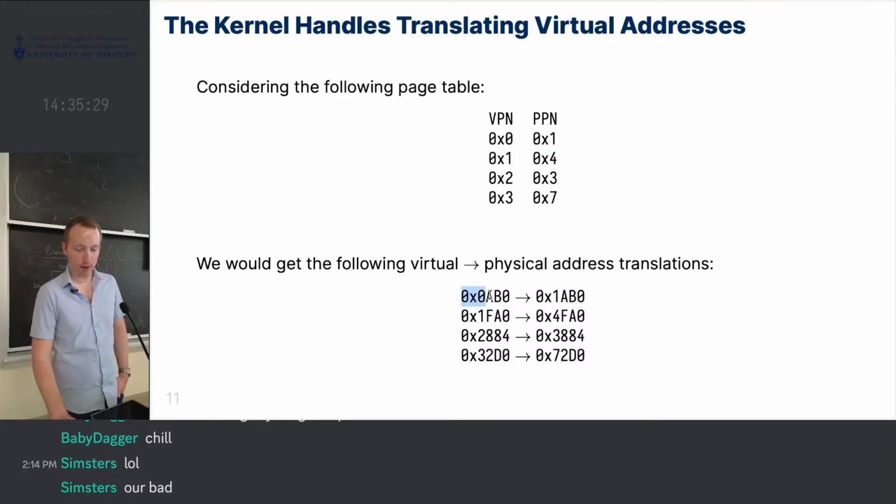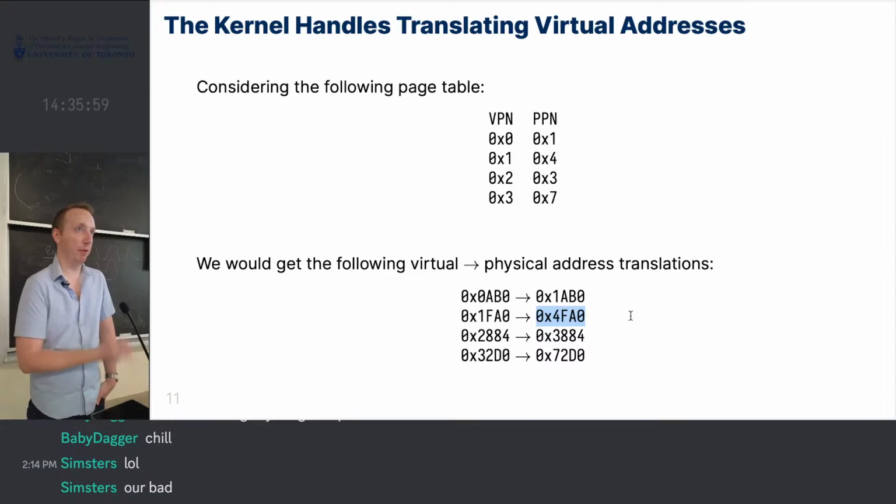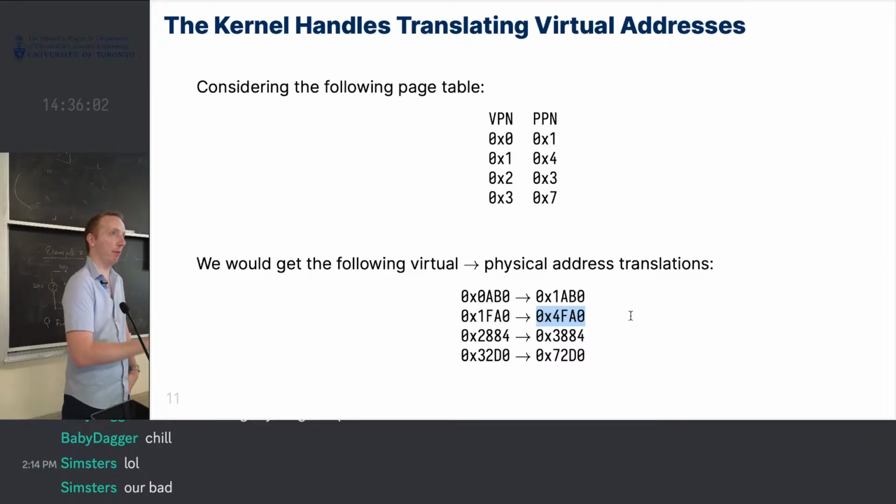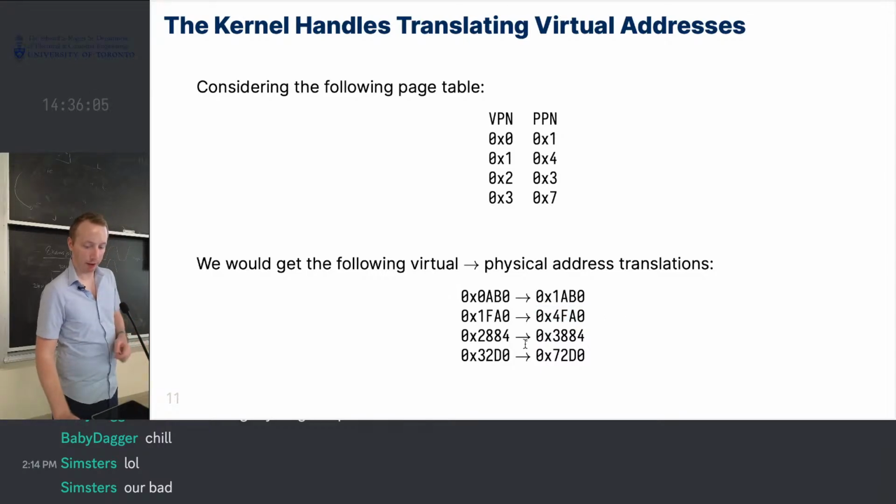So 0AB0 would be translated to 1AB0. Same thing for the rest of these. So these 3 digits I do not have to translate, so FA0, and then I would look up 1 in my page table and see that, hey, it corresponds to physical page 4. So if I just do that substitution, this is my physical address. This is 4FA0. So any questions with the other translations? I'm just looking them directly up in my table. On the left, these are all virtual addresses. These are physical addresses.